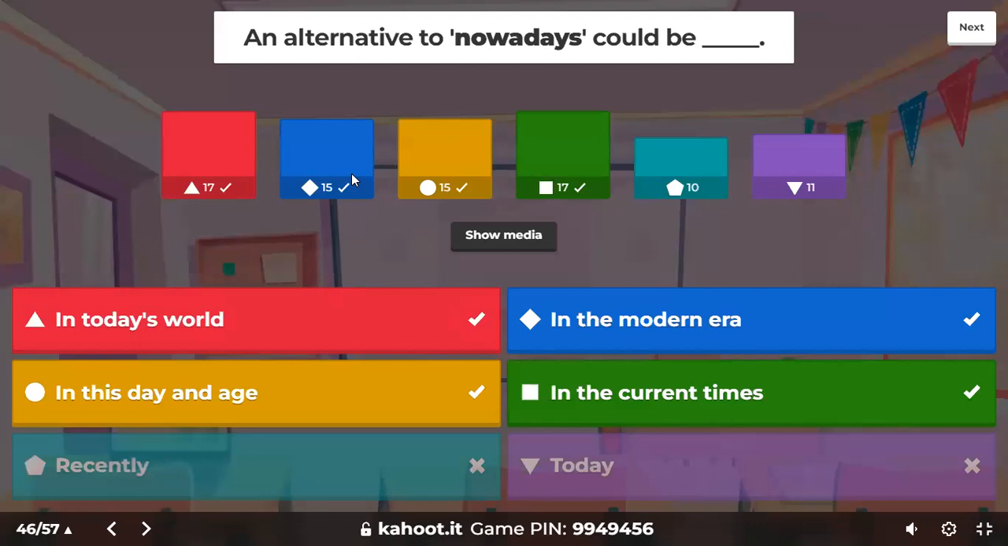Instead of saying nowadays I will say in today's world. Excellent. Instead of saying nowadays I will say in the modern era. Excellent. These are words that may come up. In this day and age, same thing. Instead of saying nowadays I will say in this day and age. Now in the current times, I will say nowadays in the current times. Okay. Now recently, no. Recently this is about the past, meaning lately. No, we're not talking about this. And today, well, this is informal, guys.